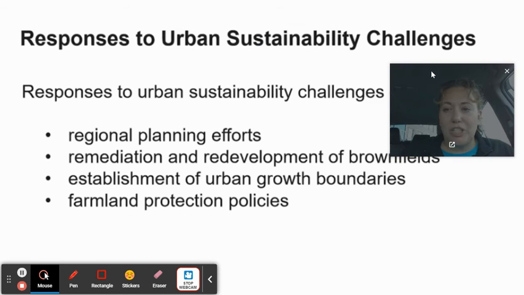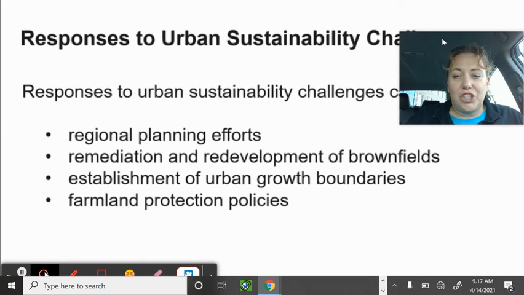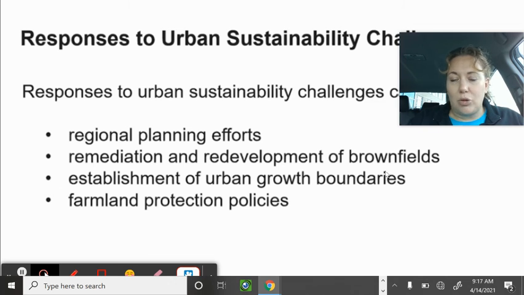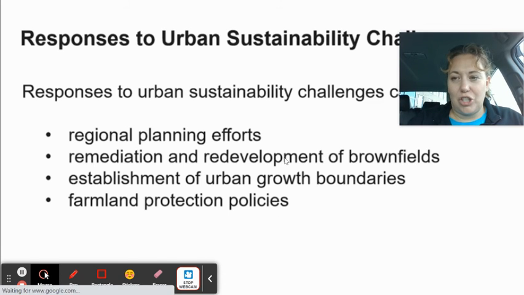Regional planning efforts, remediation and redevelopment of brownfields. So remember, that would have been where a factory had closed, and the land may have become polluted. So how do they clean that up so we can reuse that land? Reestablishment of urban growth boundaries. Where do you put a line that says we're not going to build past this point? People will have to just move elsewhere if that's the case. And then how do we protect our farmland? Because we know we need those farms to keep feeding us. So how do we balance these issues?